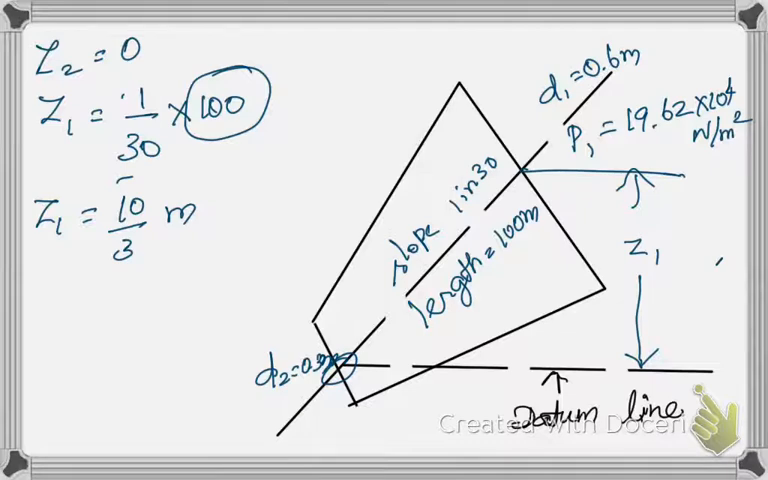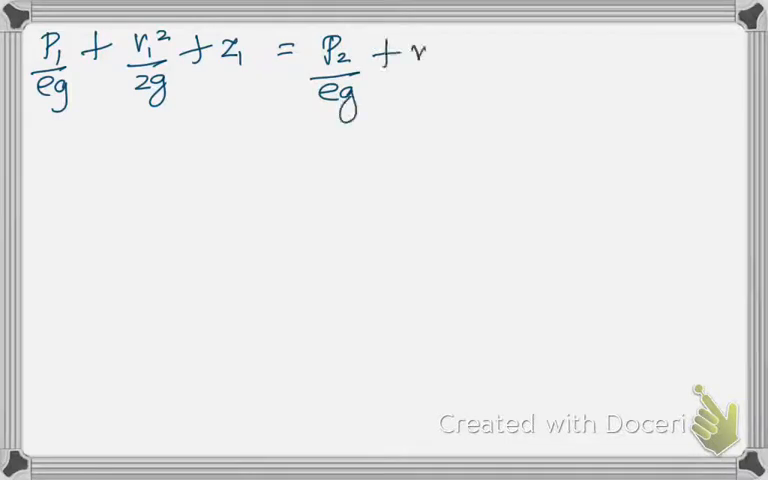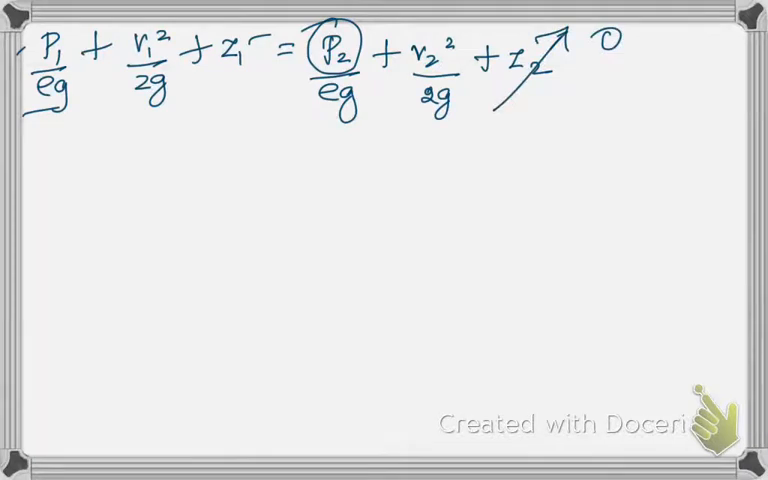Now, as we have seen in the previous problem, we have to apply our Bernoulli's equation, which is P1 by rho g plus V1 squared by 2g plus Z1, equal to P2 by rho g plus V2 squared by 2g plus Z2. Here the P1 value and Z1 value are known, and we have to get the value of P2, and the Z2 value is going to be 0. Now I have to determine the values of V1 and V2, the same way as in the previous problem.